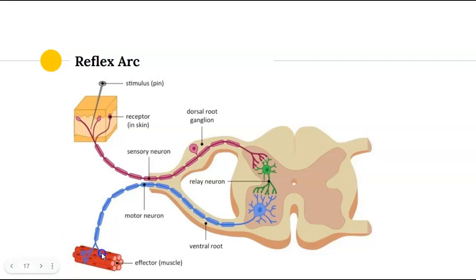Once the motor neuron gets the message from the spine, it'll remove the stimulus if it's painful. Like if you put your hand on a hot stove, it'll lift the hand off of the stove because, ow, that should not be happening. And so this is how you get a response. There's a stimulus, it gets picked up, sensory neuron to relay neuron to motor neuron to effector at the end.